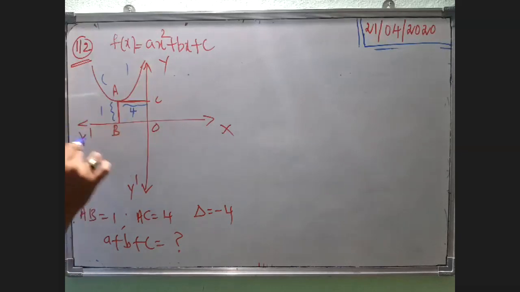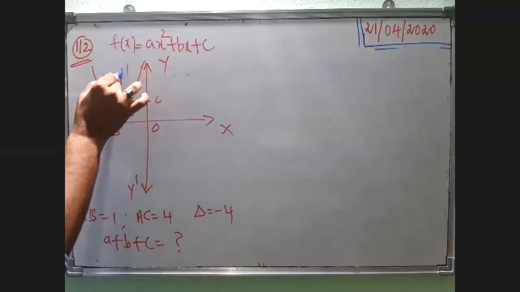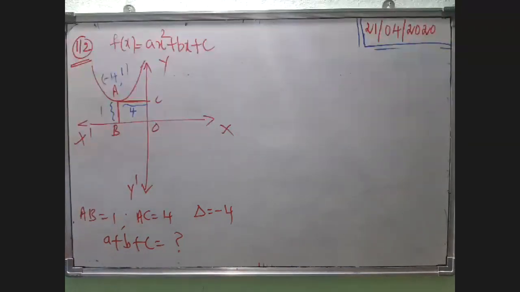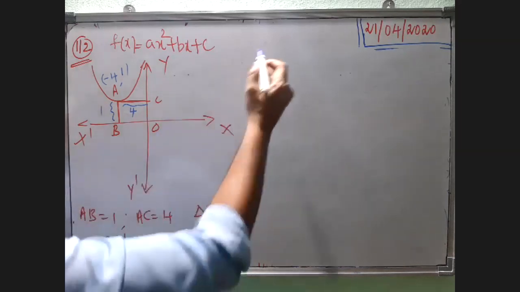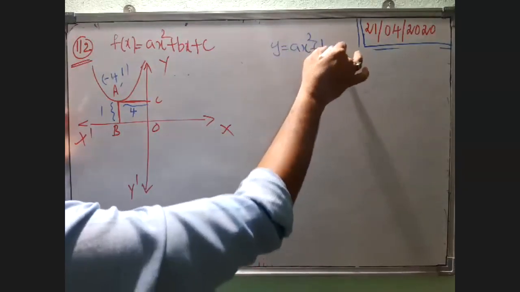What will happen to the vertex here? The x coordinate, y coordinate is what? The x coordinate is minus 4, since it is lying in the second quadrant. It becomes minus 4 comma 1. Therefore, the vertex of the parabola is minus 4 comma 1. See, everyone has got this parabola, I mean y equal to ax square plus bx plus c.